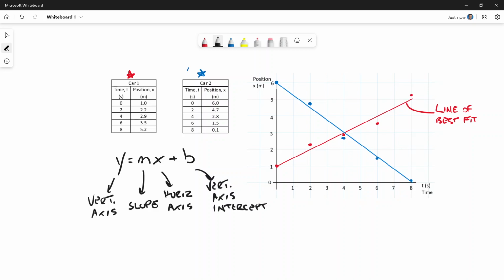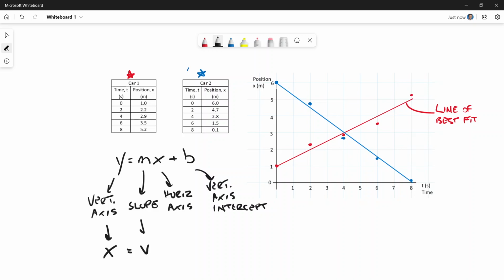However, in this particular example, we don't have y and x, we have position and time. And so we look at our vertical axis, and we're going to see that our vertical axis is going to be the variable x. We're going to have a slope of that line. Now in this case, the slope is the change in position over time. And that is what we call velocity. And that is going to be the slope of the line.